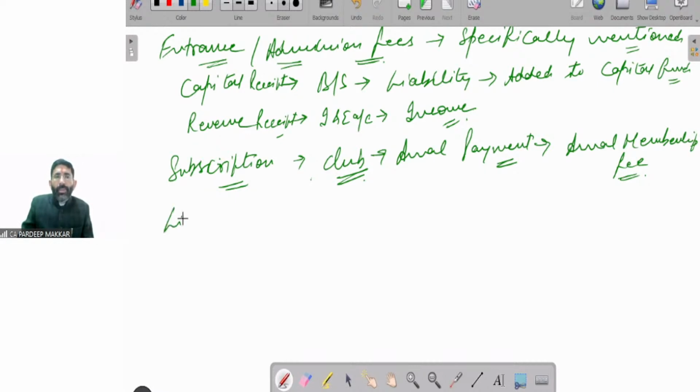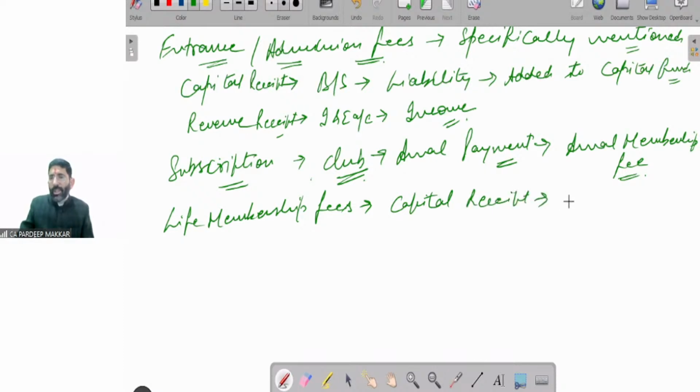Talking about life membership fees. If nothing is mentioned, it is very clear from its nature that this is received once in life from every member of the organization. Due to that reason, it will also be assumed as a capital receipt. If nothing is mentioned, this is a capital receipt and hence goes to the balance sheet liability side, added in capital fund.